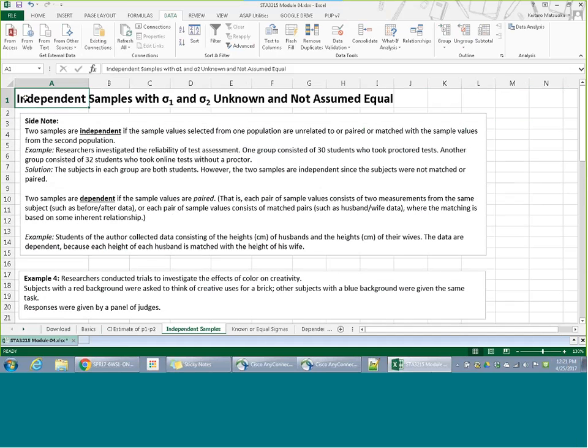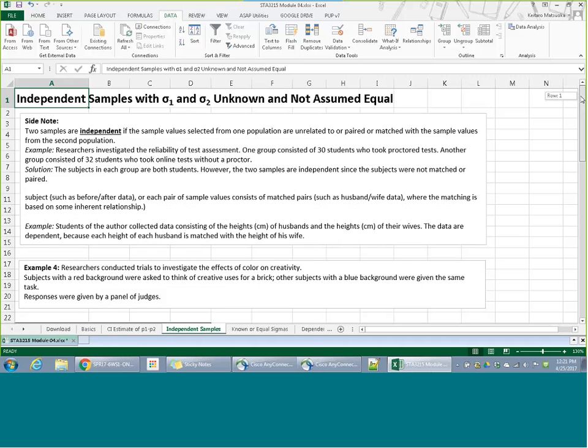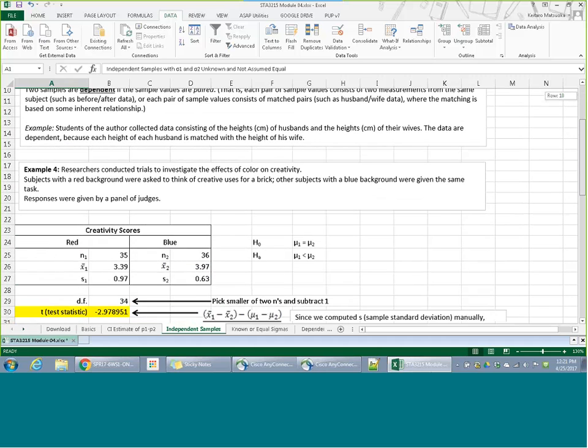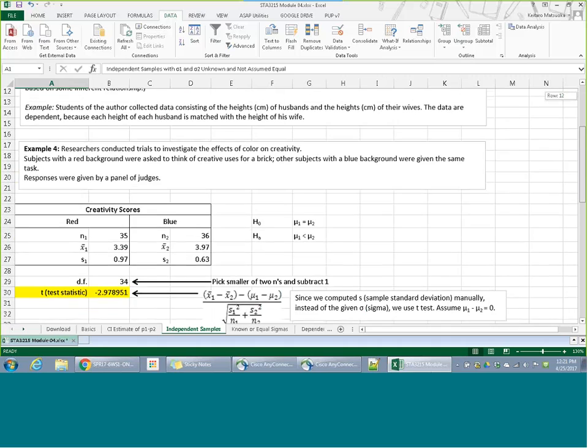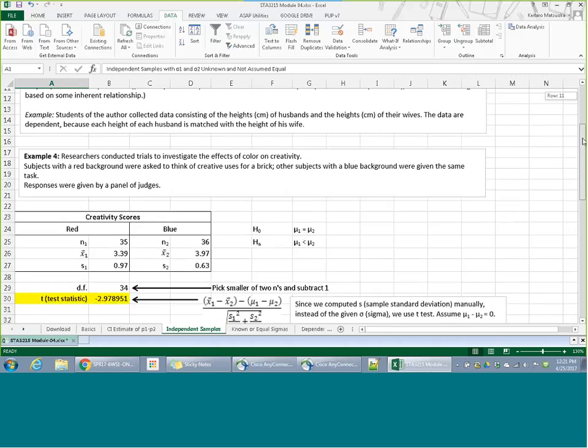And we have this particular description because this is the most likely scenario you're going to run into in the field, in the real world. We typically don't know sigma, and we typically can assume that they cannot be the same. It's very rare that the standard deviations are the same. So in this scenario, most likely scenario, how do we do problems? Let's look at an example.